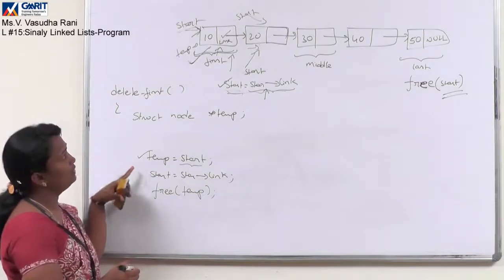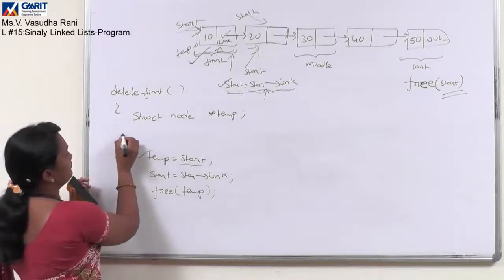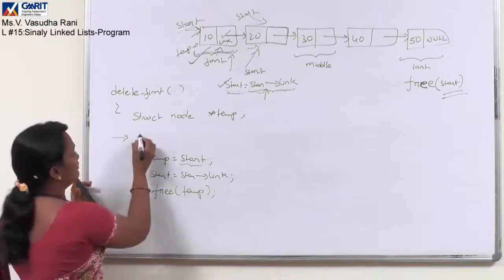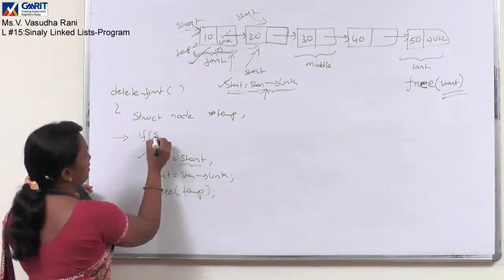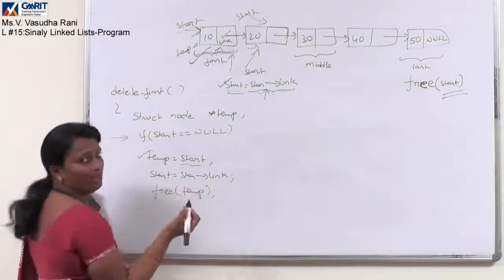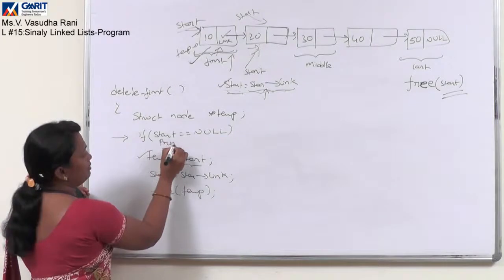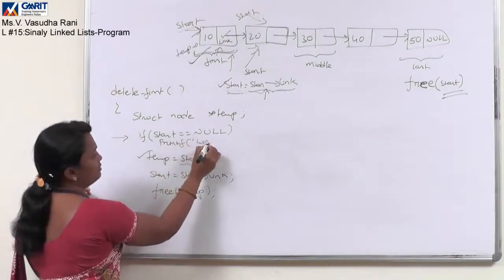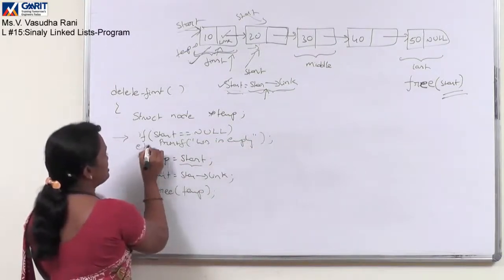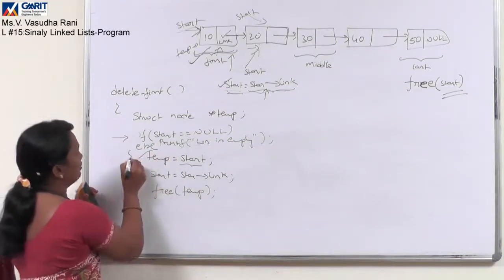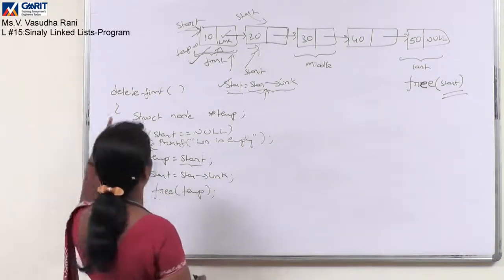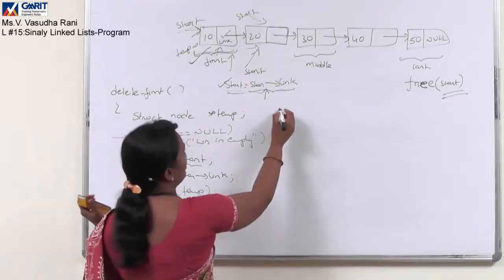But here one more case we have to consider. We have to check whether your list is empty or not. For that, as usual, you have to check whether start is null or not. If it is null, you have to say that the list is empty, else you have to go for this particular procedure. This is for deleting the first node.